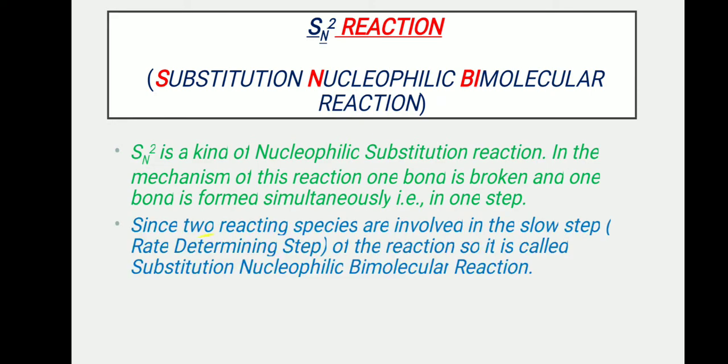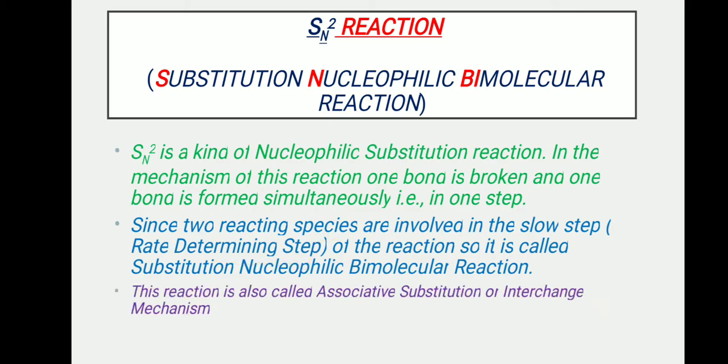Here, two reacting species are involved in the slow step of the reaction. What do you mean by slow step? Dear students, please remember, in each and every reaction, the slowest step determines the rate of the reaction. So it is called the rate determining step. In the SN2 reaction, in the rate determining step only two reacting species are there, which means the molecularity of the reaction is 2. So we can call it a bimolecular reaction, substitution nucleophilic bimolecular reaction.